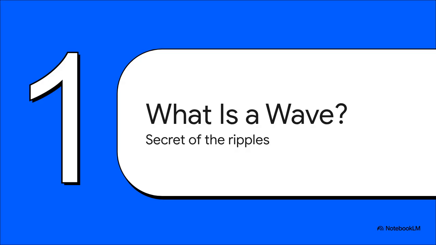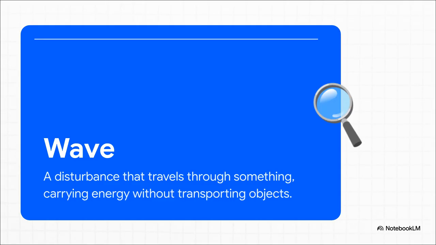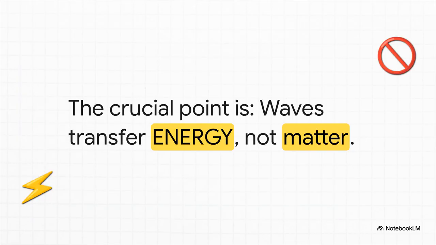All right, first things first, let's tackle that mystery of the pond ripples. We need to figure out what a wave really is. So here's the official definition. A wave is a disturbance that travels through something and it carries energy. But here's the part you really got to lock in. It does this without transporting objects. This is so important. And that leads us to the single most crucial point of this whole explainer. Waves transfer energy, not matter.